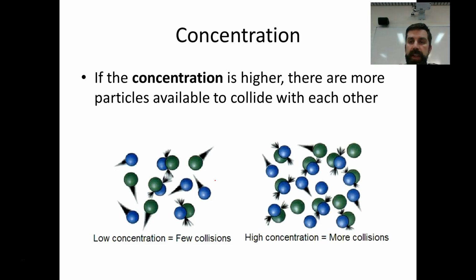So first of all, if concentration is higher, then that basically means that there are more particles available to actually collide with each other. So if you think about a shopping mall, if there's not that many people in there, there's not much chance that you're going to accidentally walk into each other. But if you add more and more people, so increase the concentration, the amount of people in the shopping mall, then there's more chance that you're actually going to accidentally walk into each other and have a collision. And it's the same in chemistry. If you've got a higher concentration, so more of the reactants that you're trying to react together, then there's more chance that they're going to collide.